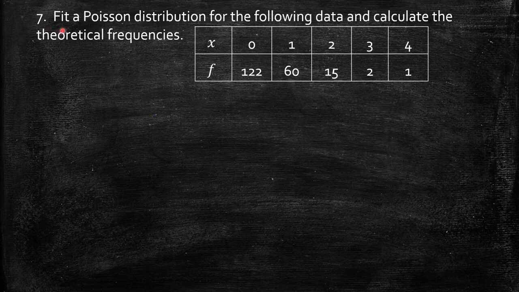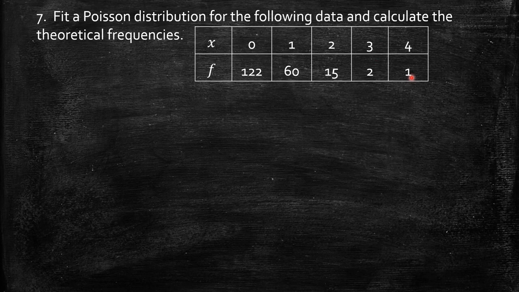Problem number 7. Fit a Poisson distribution for the following data and calculate the theoretical frequencies. The data is given for x varying from 0 to 4 and corresponding frequencies are given. This is observed frequency. When x equal to 0, 122; when x equal to 1, 60; when x equal to 2, 15; when x equal to 3, 2; when x equal to 4, it is 1.